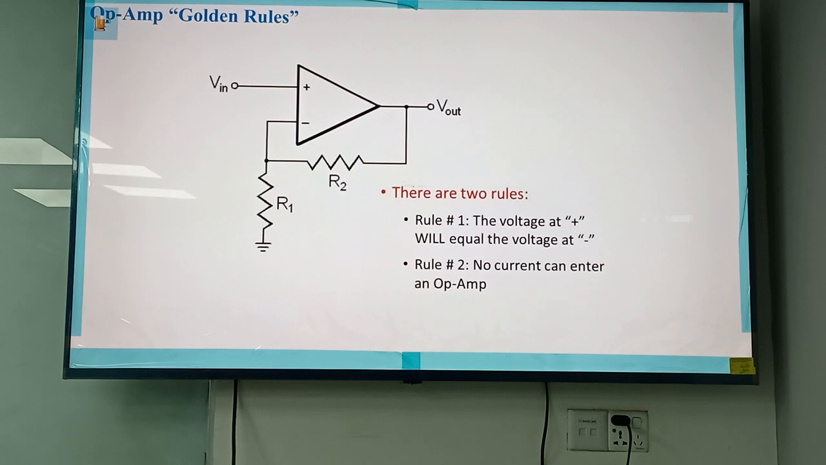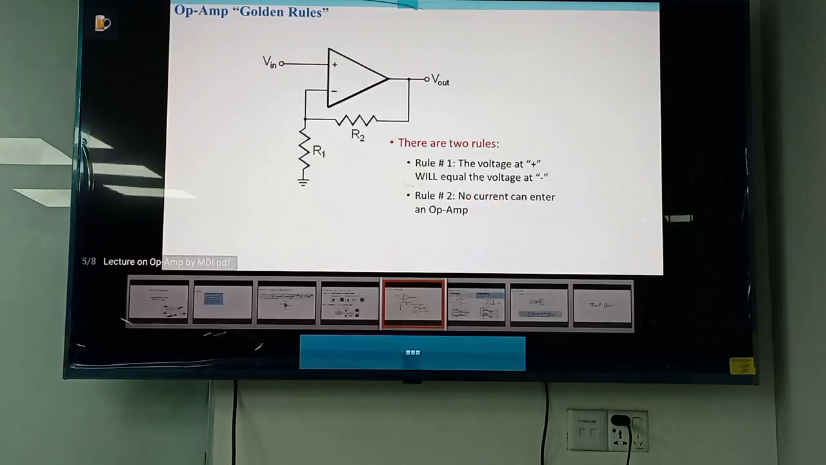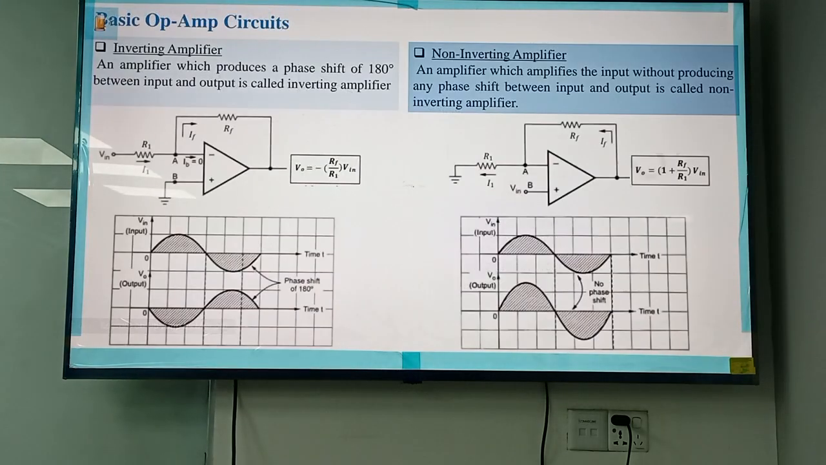These golden rules are very important when you analyze the circuit. Without these assumptions you cannot solve op-amp related circuits. So understanding these things is very important. Now this is the basic of op-amp circuits.